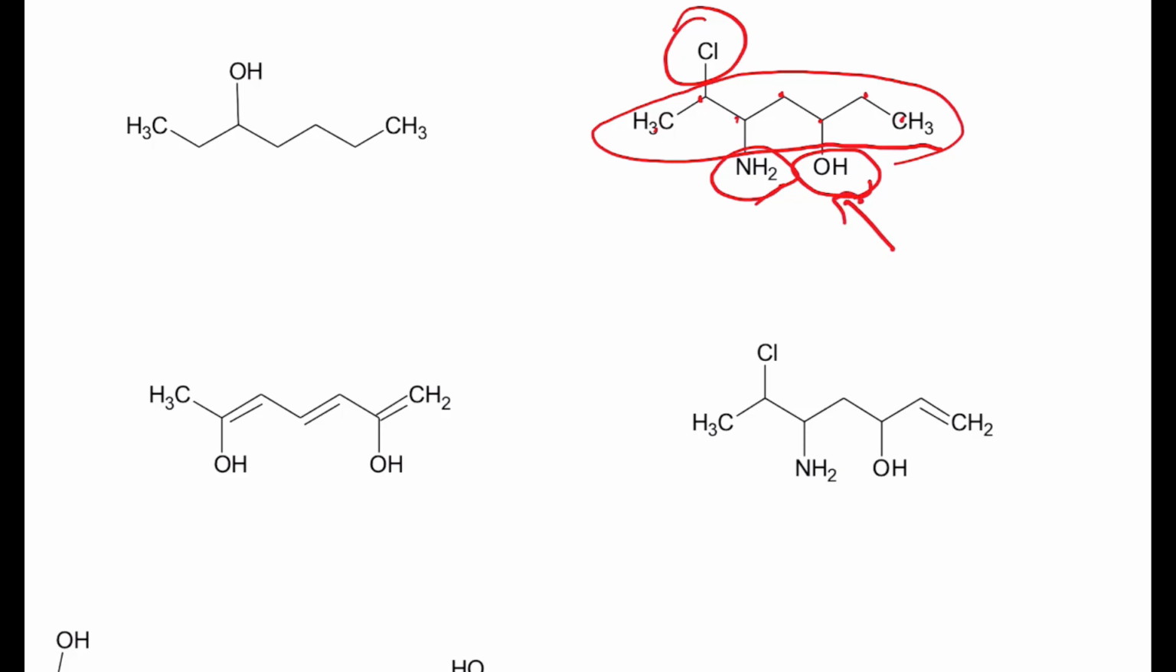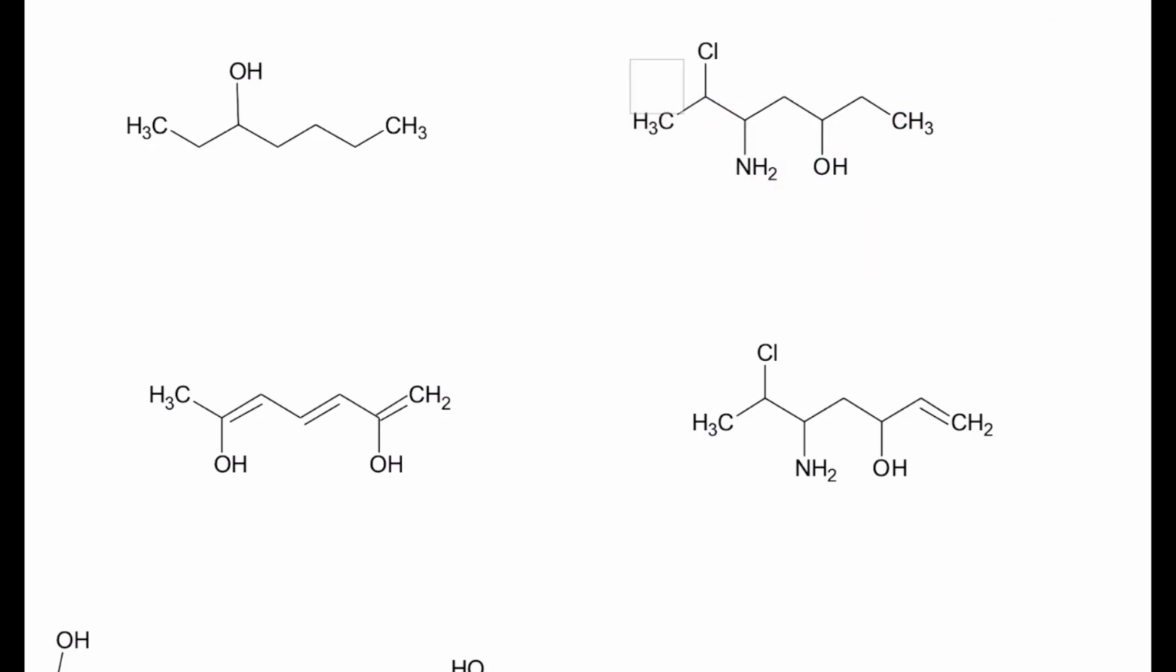So if I were to count 1, 2, 3, 4, 5, the alcohol is on the 5 position here. 1, 2, 3, and the alcohol is on the 3 position. So this is the side that's going to win out. The numbering is going to start from this side. So I'm going to clean this up. And we'll start numbering from this side. 1, 2, 3, 4, 5, 6. And I'll put the 7 in there.